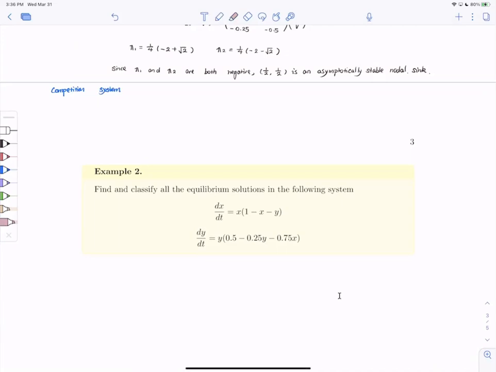Okay, so now we have the competition system. This one is talking about two species with populations x(t) and y(t), and they compete with each other for food. So it's not about predator and prey anymore. They compete with each other for food.